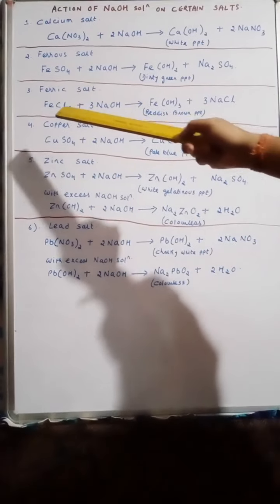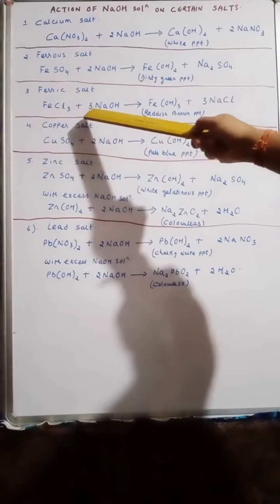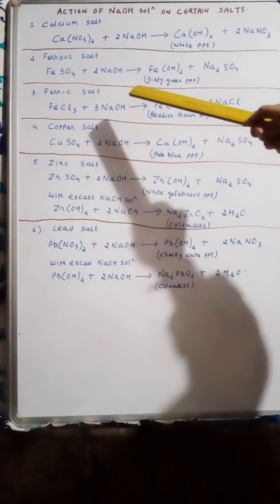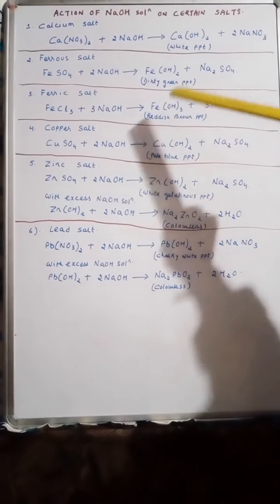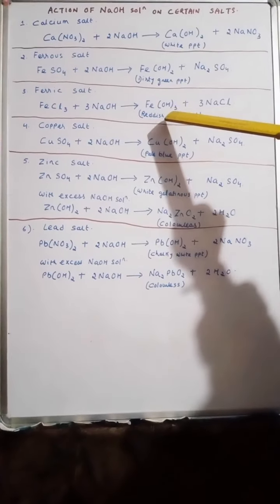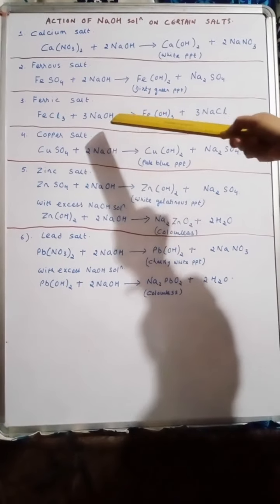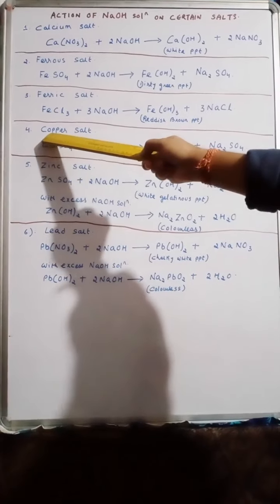The third salt is the ferric salt. When you treat ferric salt like ferric chloride with sodium hydroxide solution, we see a reddish brown precipitate getting formed, that is ferric hydroxide. And again, this reddish brown precipitate, that is ferric hydroxide, is insoluble in excess of sodium hydroxide solution.